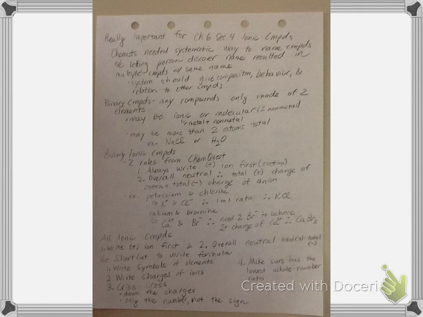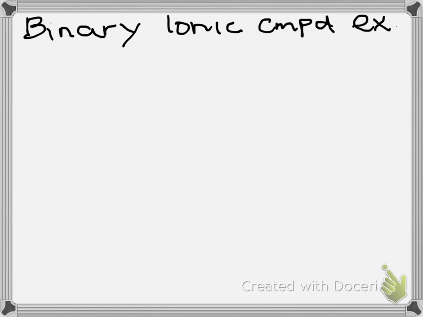So you need to remember from the ChemQuest that we talked about that there were two rules for writing ionic compounds. We always write the positively charged ion first, which, if you recall, the special name for that is a cation. We also always make sure that the overall charge on an ionic compound is neutral. So we have to make sure that the total positive charge of the cation equals the total negative charge of the anion.